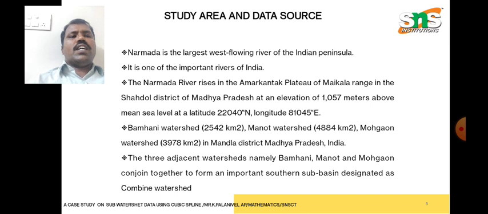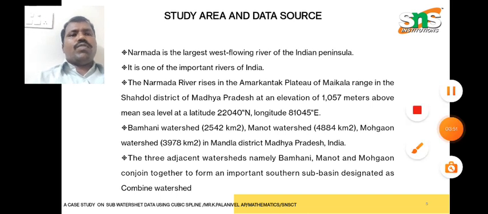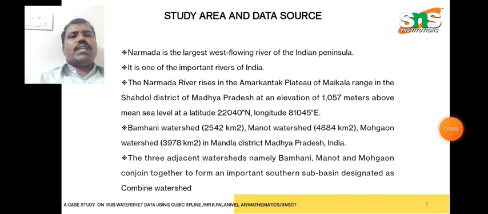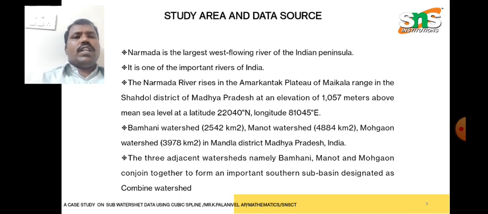Study area and data source. Narmada is the largest west flowing river of the Indian peninsula. It is one of the important rivers of India. This river lies at 22.040 degrees north latitude and 81.045 degrees east longitude.